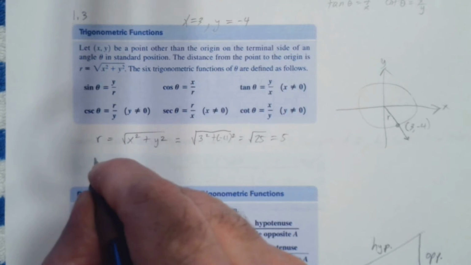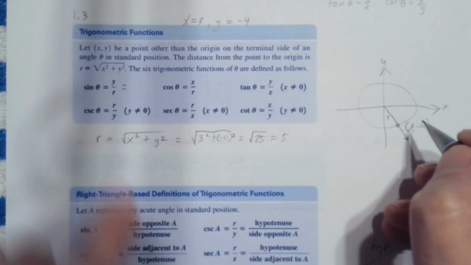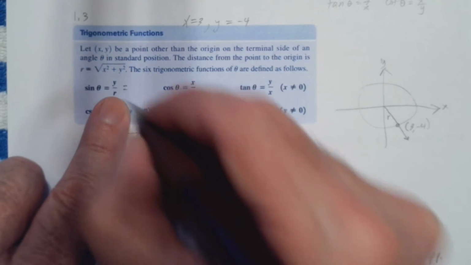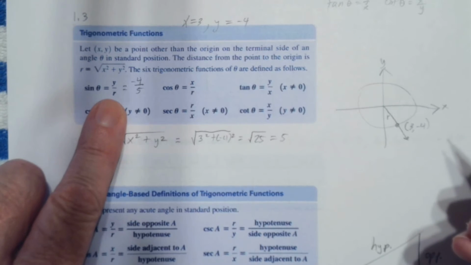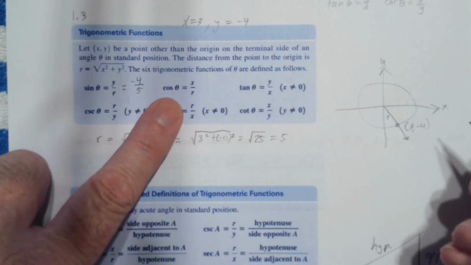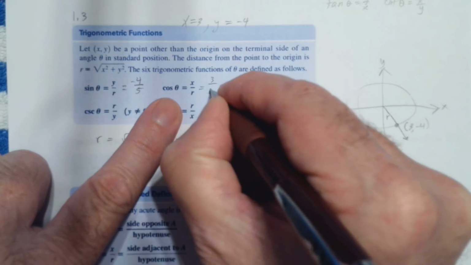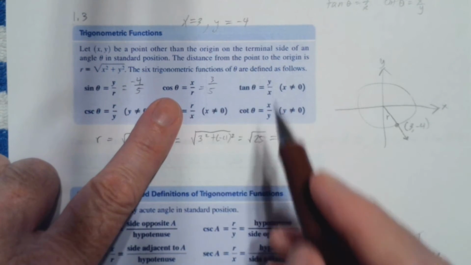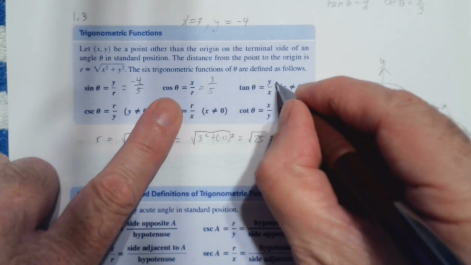And so the sine of this angle is y over r, which would be -4 over 5. And the cosine would be x over r. X here is 3, so that would be 3 over 5. And then the tangent is y over x, which would be -4 over 3.